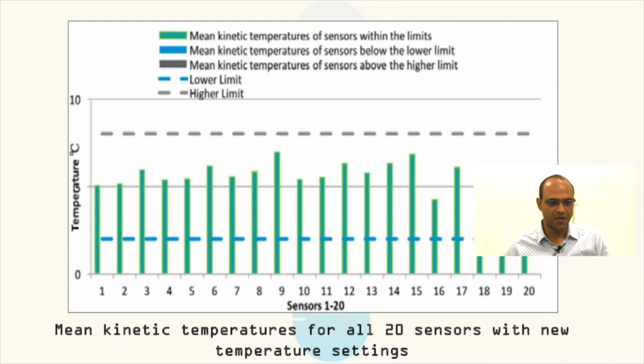Now once the controls have been set again, if you see the temperature limit, it is well below the higher limit. Here you can see the temperature being achieved by the different sensors, and now all are green, meaning they are showing the mean kinetic temperature of these sensors within the limit.